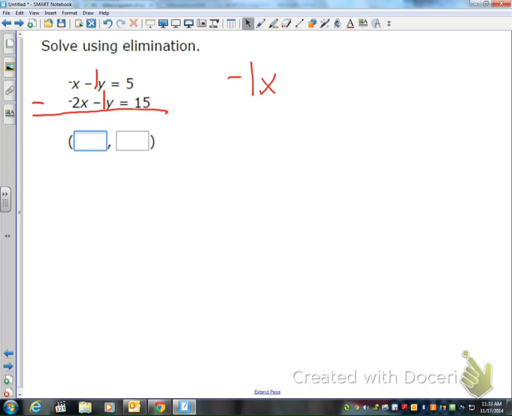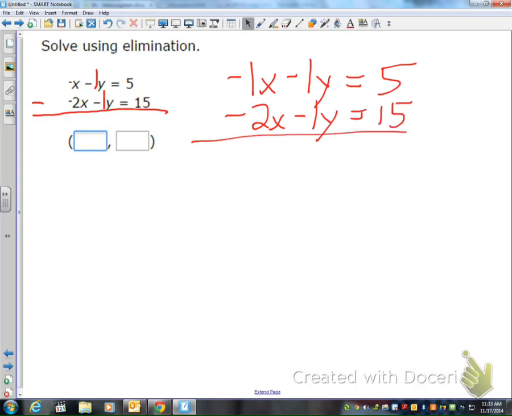So I'm going to rewrite the equations over here. Negative 1x minus 1y equals 5. And negative 2x minus 1y equals 15. And I'm going to subtract. All I'm going to do is subtract like terms from like terms. Now, I can do this because if the two sides are equal, if this does in fact equal 15, then I'm essentially subtracting 15 from each side, which means they should still come out equal. So that's how we can justify doing this. I'm still subtracting the same thing from both sides of the equation. It just so happens that the two things look a little different.